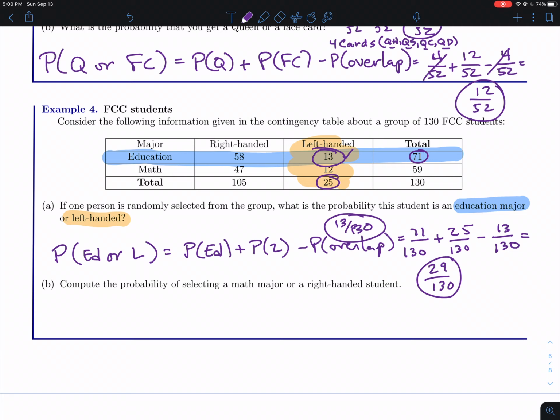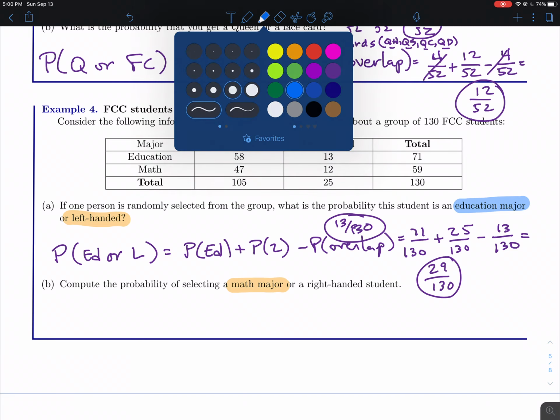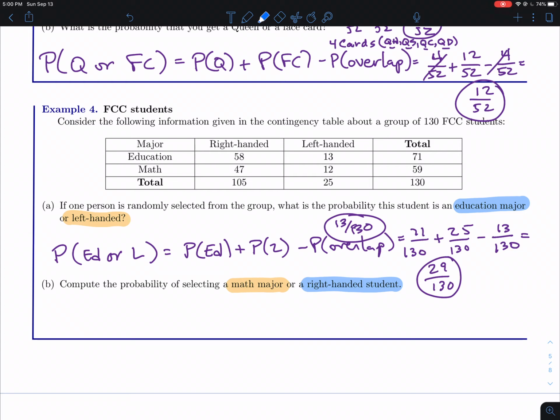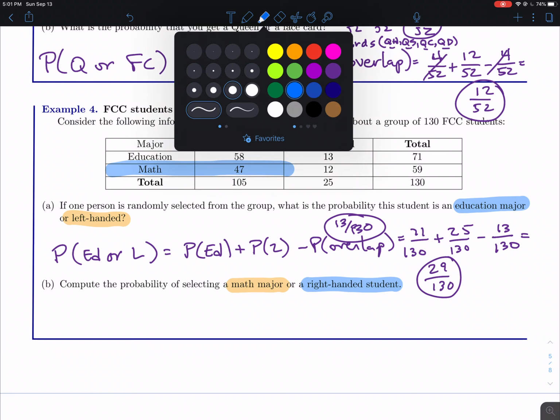All right. So does that make sense for everybody? All right, very good. So let's do the same thing for problem B here. So problem B, compute the probability of selecting a math major or a right-handed student. So again, I like to see things, so I'm going to go up and color in my contingency table so I can see it.